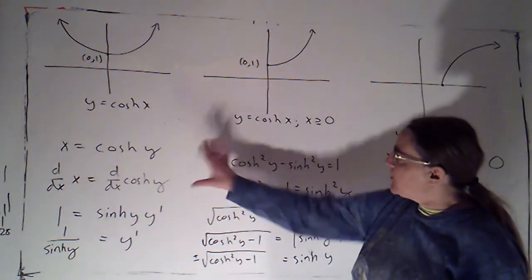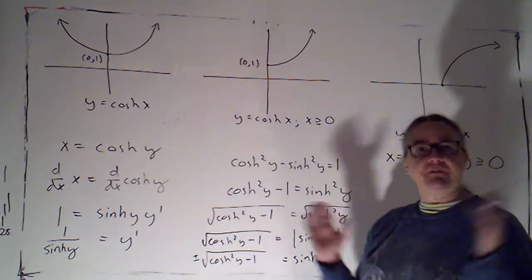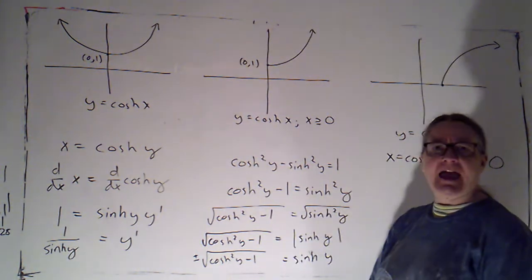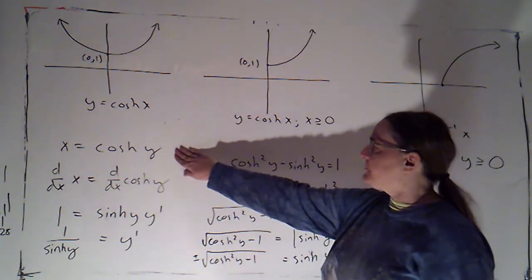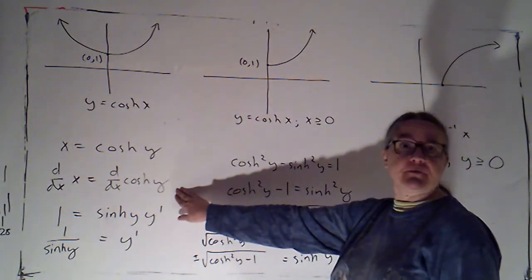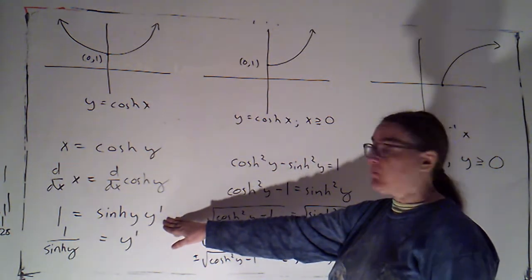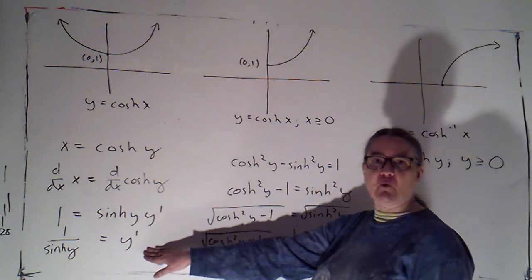I've written out most of the work for this problem here. This part should feel pretty familiar. We've done this a lot with regular trig, and it's not that different with the hyperbolic trig. Okay. So we start with x equals cosh y. We take the derivative with respect to x of both sides. We get 1 equals sinh y times y prime. Solving for y prime, we get the reciprocal of sinh y.